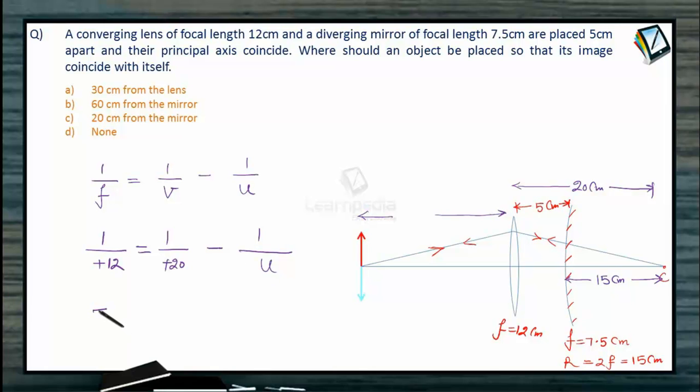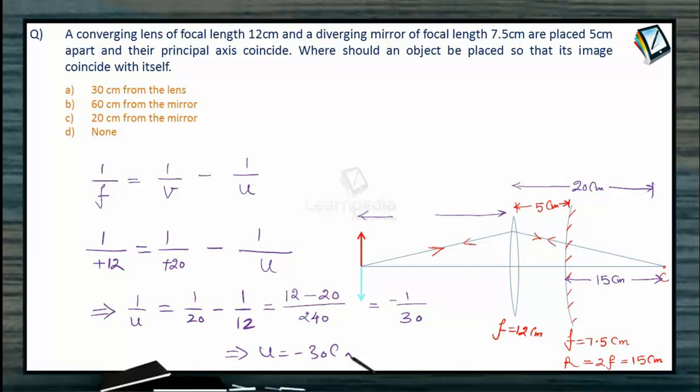So now on solving this particular equation, what we get: 1 upon u is equal to 1 by 20 minus 1 by 12. So it is (12 minus 20) upon 240, that means it is minus 1 divided by 30. So the value of u is minus 30 centimeter, that means 30 centimeter from the lens. So here this distance must be 30 centimeter, and if it is the case, then its own image will be found at its location itself. So option A will be the correct option to this question.